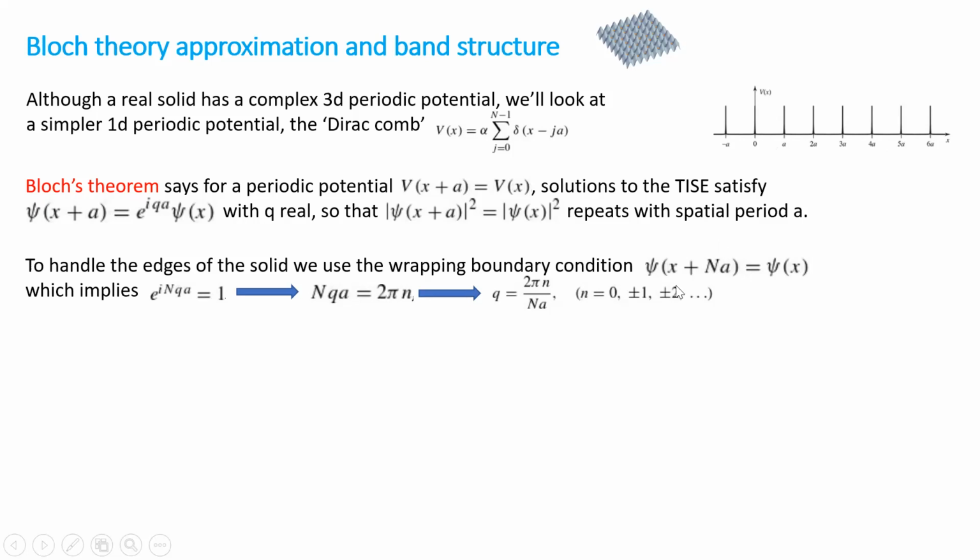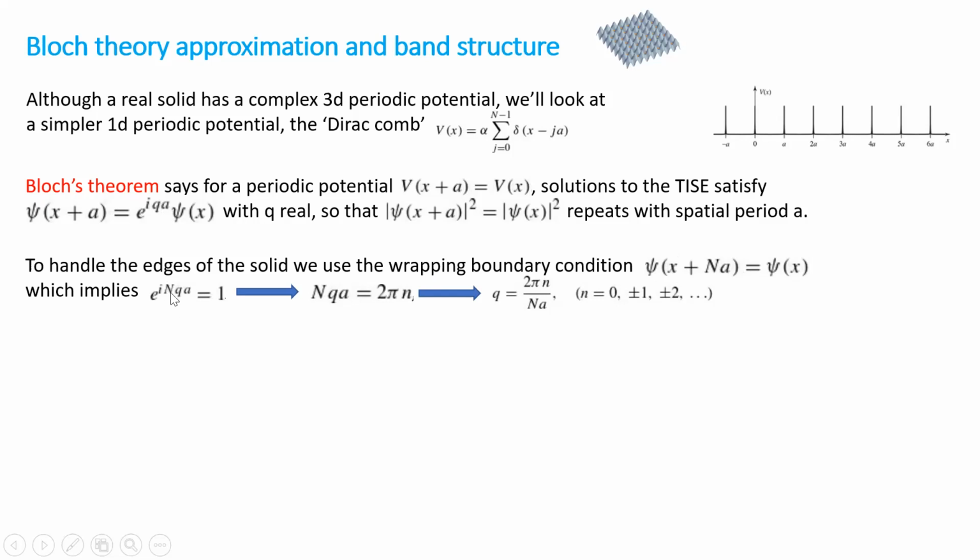Okay, this helps us because, according to Bloch's theorem, if psi of x plus Na is equal to psi of x, then psi of x plus Na is e to the i N q a times psi of x. And that's supposed to be equal to psi of x. So that means e to the i N q a would have to be equal to 1 in order for this to be satisfied. If we plug this psi of x plus Na into Bloch's theorem, we get e to the i q N a psi of x. So e to the i q N a must be 1.